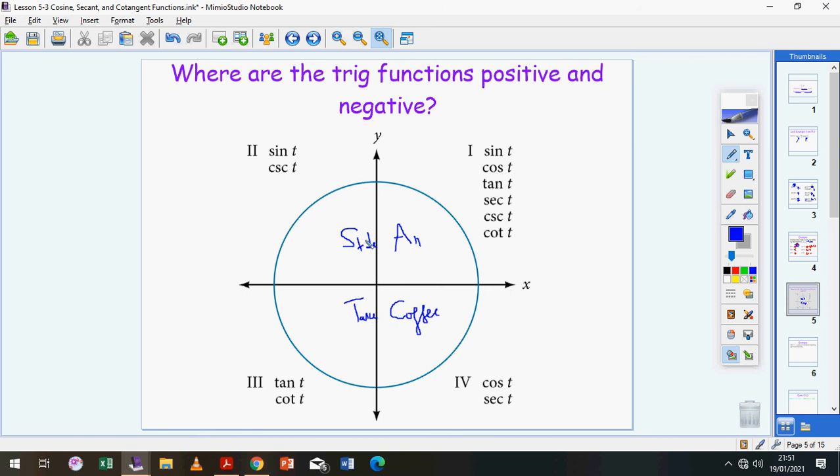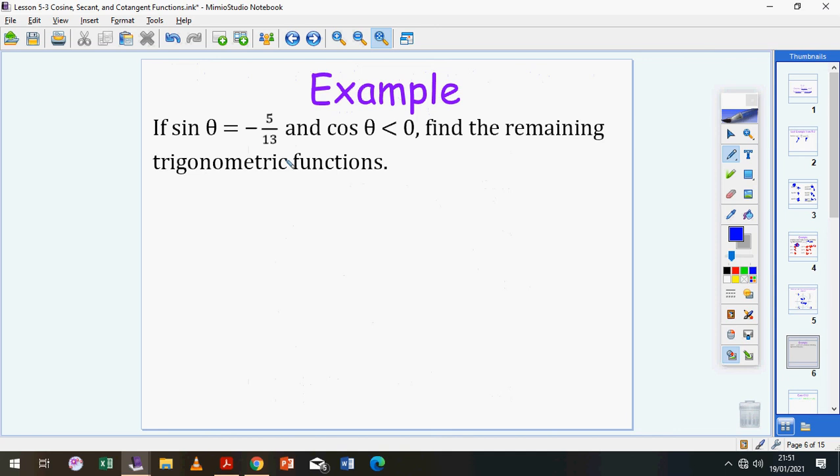So all students take coffee. If sine is positive, cosecant is positive. Tan is positive, cotangent is also positive, and if cosine is positive, secant is also positive. We can use this knowledge to find all of the trigonometric ratios of an angle.